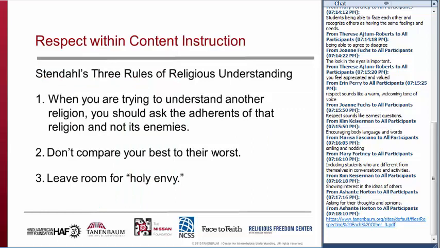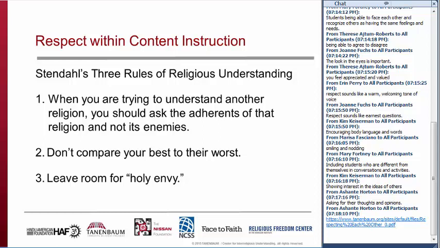So let's take this just a little bit further, or another ideal, if you will. These are called Stendahl's guidelines, or the 3 rules for religious understanding. And there are 3 premises, if you will, that are a really great framework for introducing to students when you're introducing ideas around religious belief, or the ideas that religion can sometimes bring up. The first one: when you're trying to understand another religion, you should ask the adherents of that religion and not its enemies. So when you're trying to find out information about a religion that's not yours or that you're unfamiliar with, don't ask the people who are critical of that tradition, ask the people who actually practice that tradition.